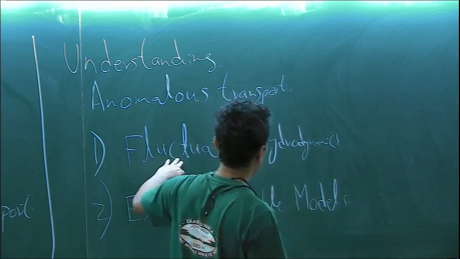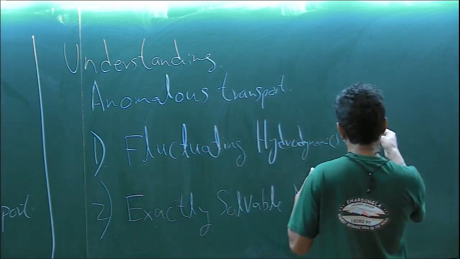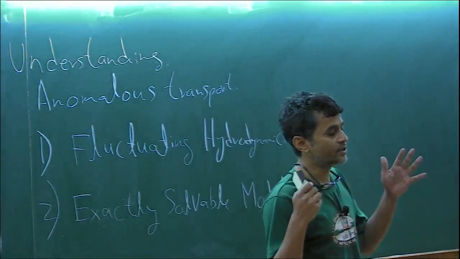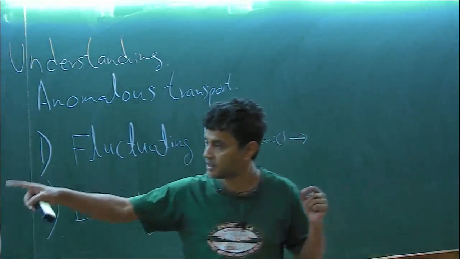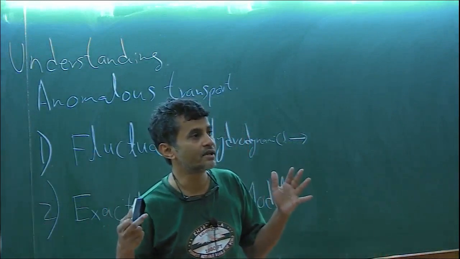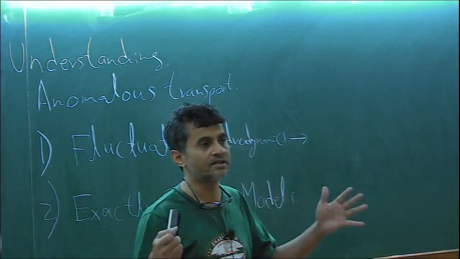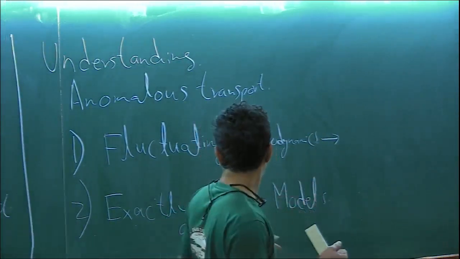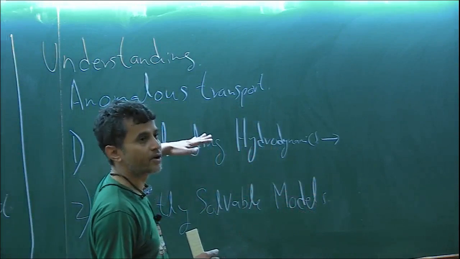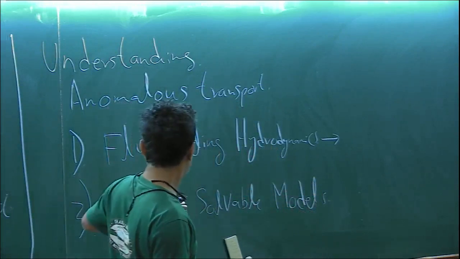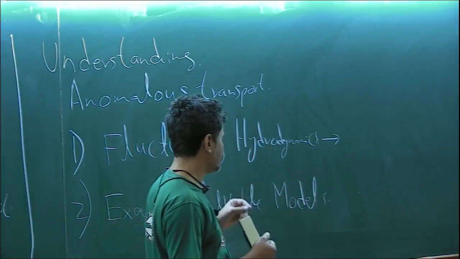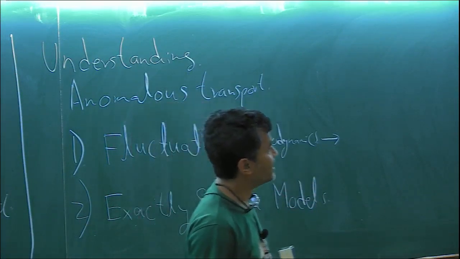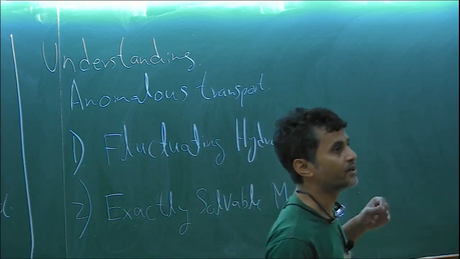Initially I said there are two ways of looking at anomalous transport. One is the open system, which is what I described here, but you can also look at a closed system description, where you either take a system, put in a heat pulse and see how it spreads, or you look at correlation functions. That's something you can understand within the framework of fluctuating hydrodynamics. And these exactly solvable models are simple models where you can compute things exactly, and then you can test all these things in both the open and closed system frameworks.